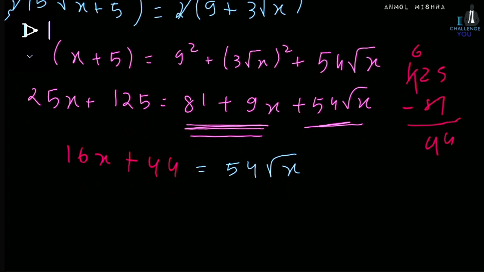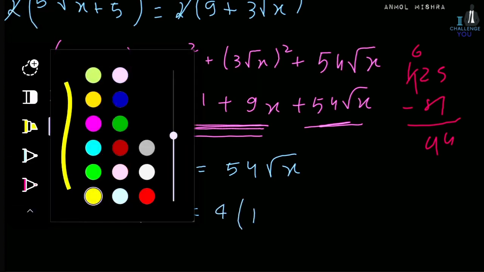Now we will take 2 common again, or we can take 4 common. So taking 4 common, 4x plus 11 is equal to, from the table of 4, it would be 1, or else here we would go with the table of 4 only.